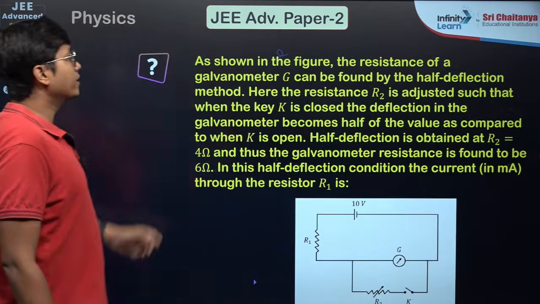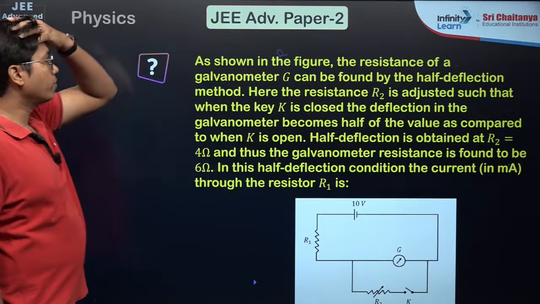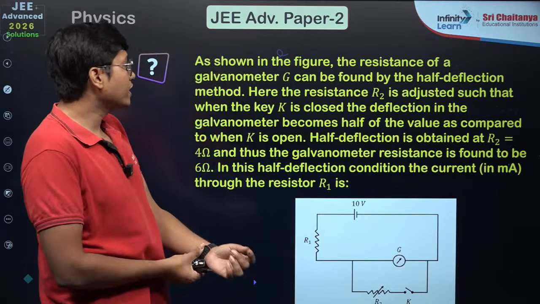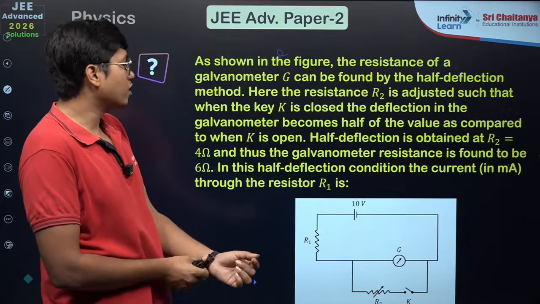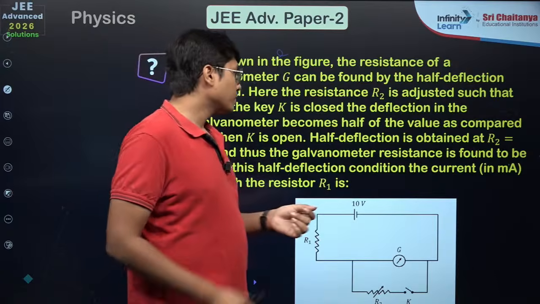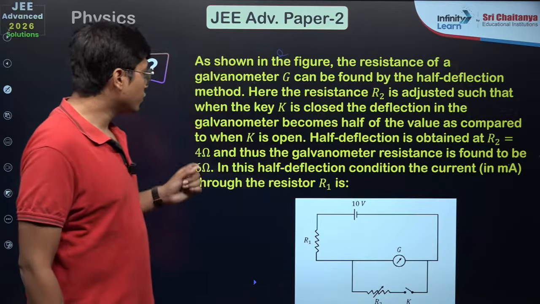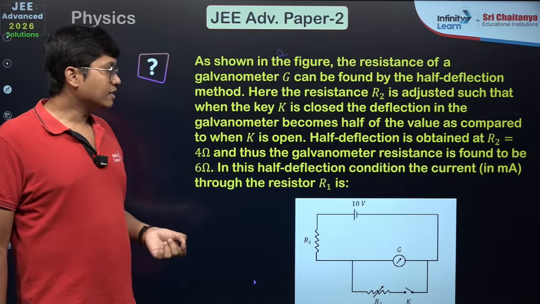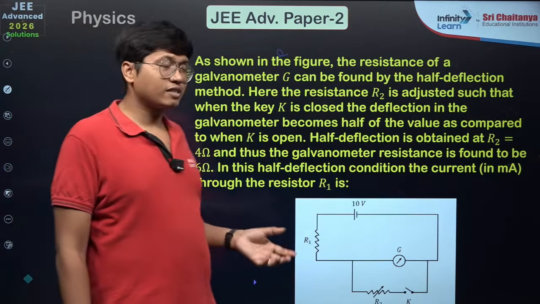Acha, this shows in the figure that the resistance of a galvanometer can be found by the half deflection method. Here the resistance R2 is adjusted such that when the key K is closed, the deflection in the galvanometer becomes half of the value as compared to when key K is open. Half deflection is obtained at R2 equal to 4 ohm, and thus the galvanometer resistance is found to be 6 ohm. In this half deflection condition, the current through the resistor is how much?